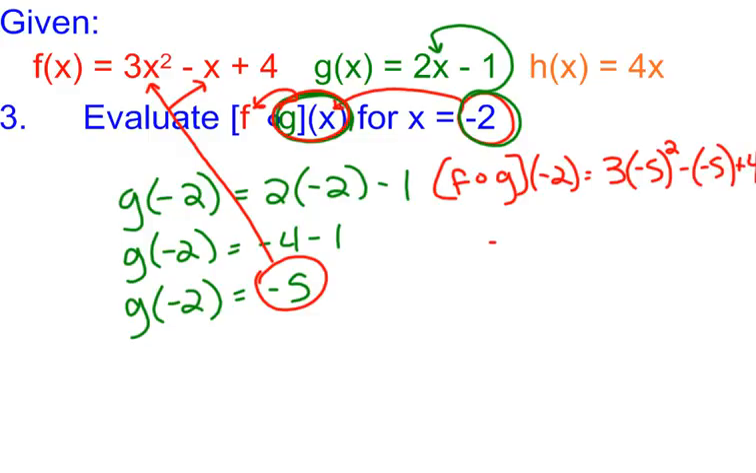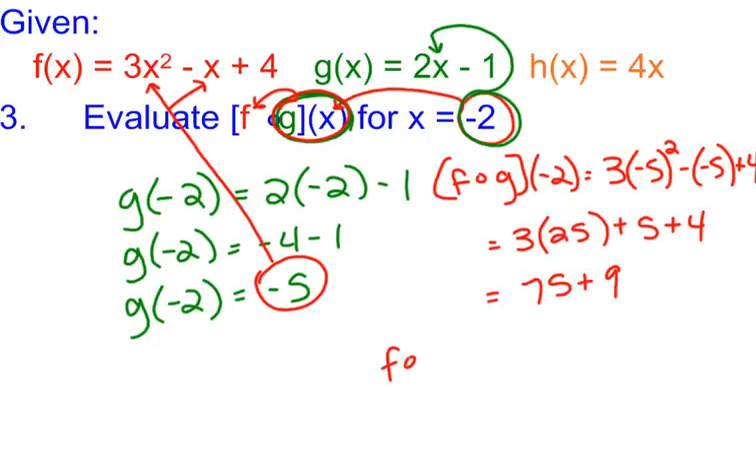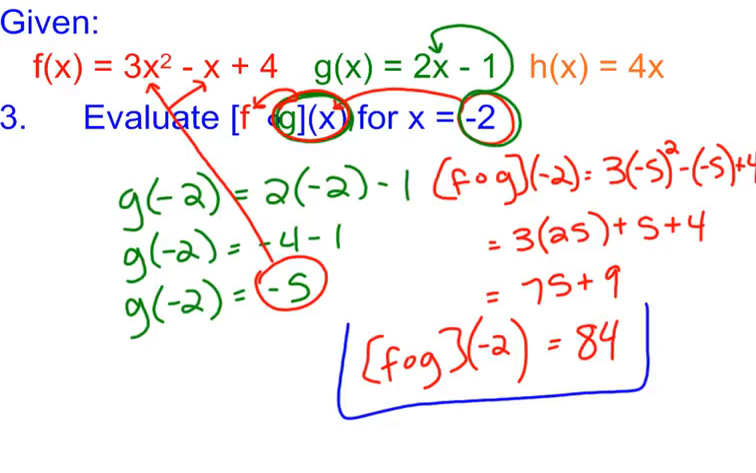And then I keep going, and I use my order of operations, so I have 3 times negative 5 squared is 25. Negative 5 squared would be a positive 25. 3 times 25 is 75, plus 9. So I'm going to find that f of g of negative 2, because that's what I substituted in for x, equals 84. And that is my final answer. So when they give you a value for x, you're always going to get numbers for your answers.